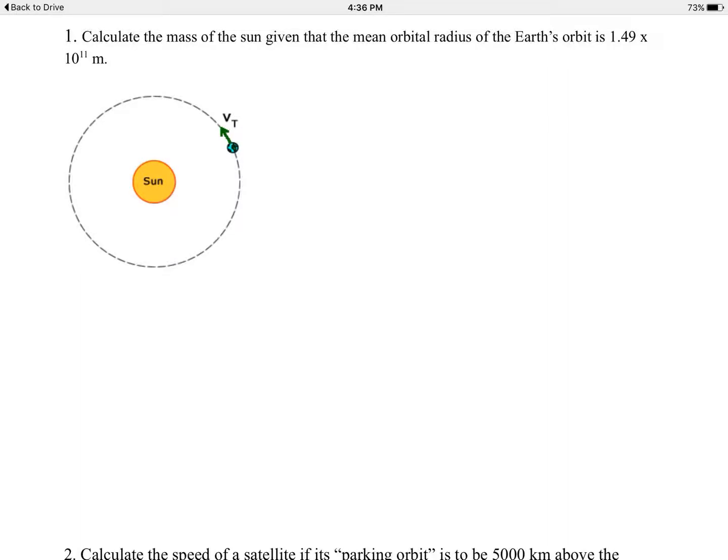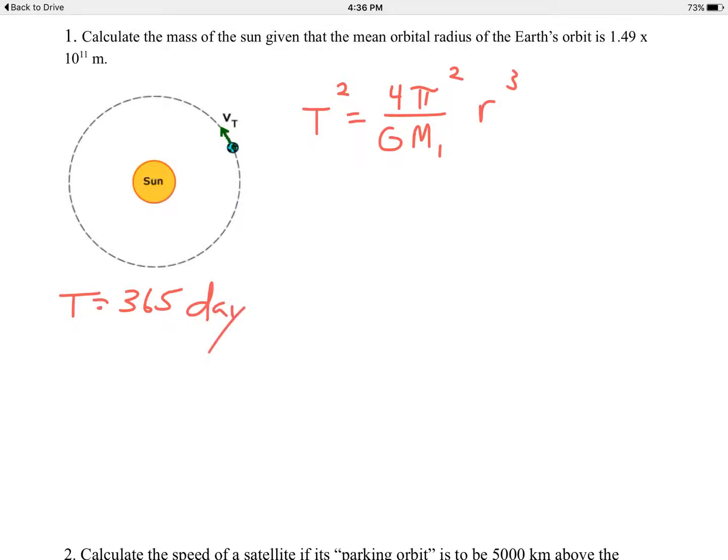So let's apply Kepler's third law here. That is T squared equals 4 pi squared over capital G m sub 1 times r cubed. The Earth is orbiting the Sun. It has a mean orbital radius of 1.49 times 10 to the 11th meters, and we want to calculate the mass of the Sun. Let's assume we don't know the mass of the Sun, but we do know that T equals 365 days. Let's ignore the 0.25 extra days, but 365 days.